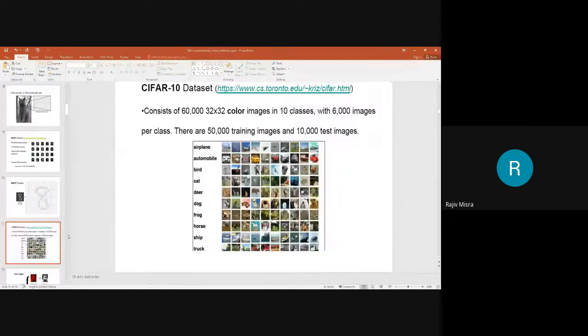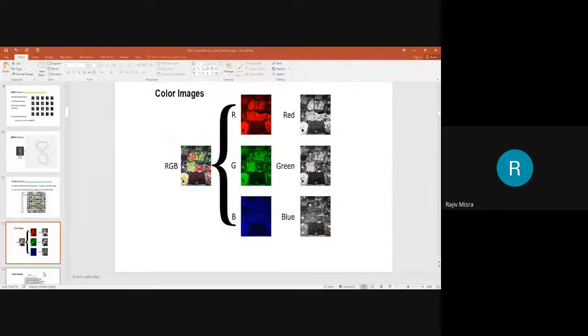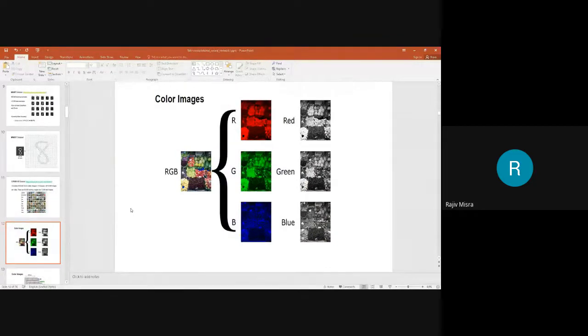So this is the CIFAR dataset, a dataset of 10 different classes such as airplane, automobile, bird, cat, deer, dog, frog, horse, ship, and truck. It comprises 60,000 different color images. Now, another important thing about the images is that most of them are colored images.